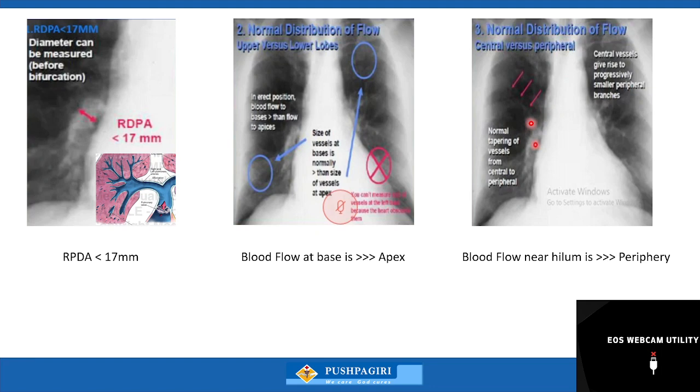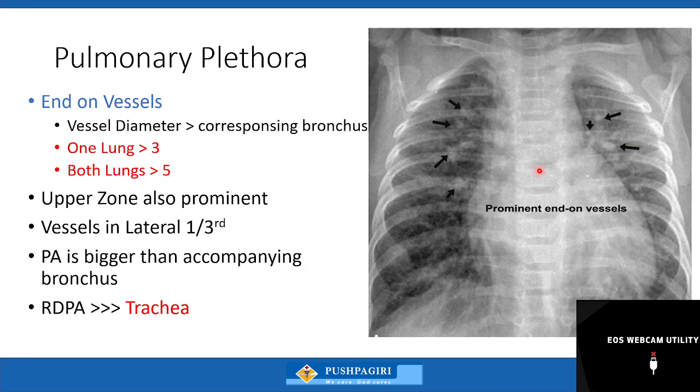So this is just an idea about what normal pulmonary circulation is. Now what is the look of a pulmonary plethora? The feature we see in pulmonary plethora is increased pulmonary vascularity. We need to diagnose it, and it is seen in congenital heart disease, shunt lesions and all.